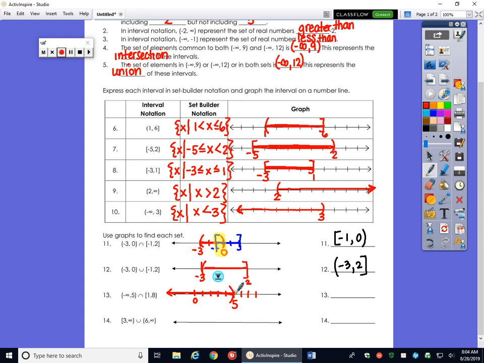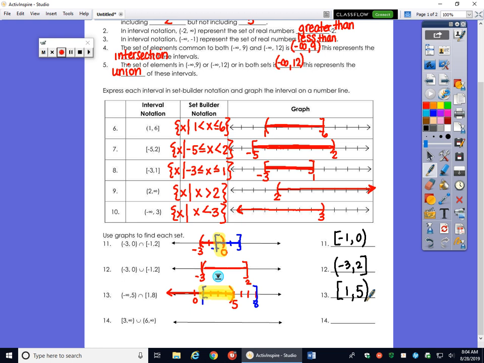And then from 1 to 8 is going to be from here to here, and we are having brackets right here. So my intersection is going to be where the 2 overlap. Okay, so it's going to be from here to here. So my intersection is going to be from 1 to 5.